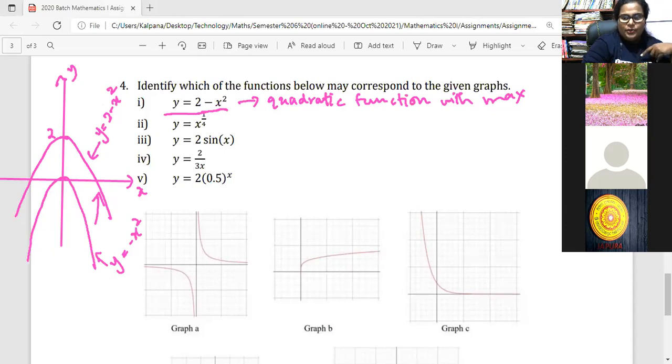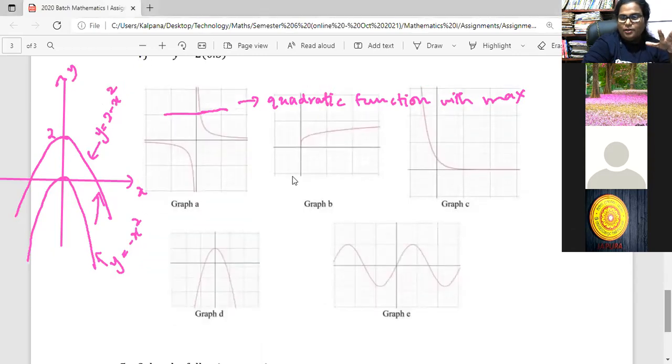So here you can select one graph from these 5 graphs. We can see that graph D is the one that suits it, because we have an idea about quadratic graphs. Using that, we can say equation 1 suits graph D.